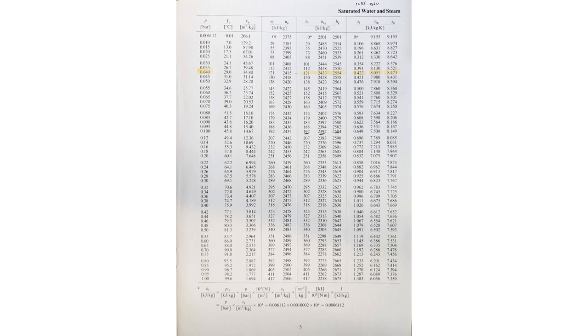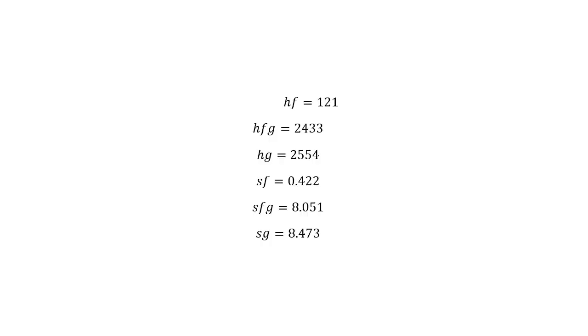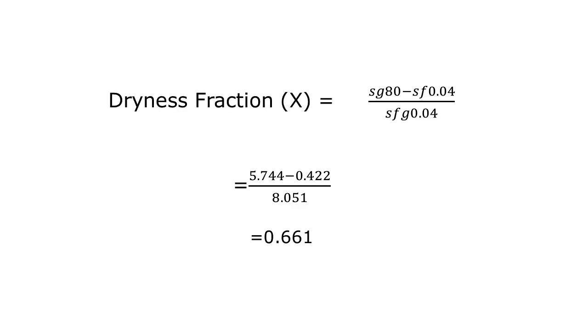Now we look for the enthalpy and entropy values at pressure 4 kilopascal, which is equivalent to 0.04 bar. Using values obtained from the steam table, we can calculate the dryness fraction of the steam before it enters the condenser, as shown. We are calculating the dryness fraction of steam after expansion in the turbine. We do that as we use this to calculate the enthalpy at stage 4.